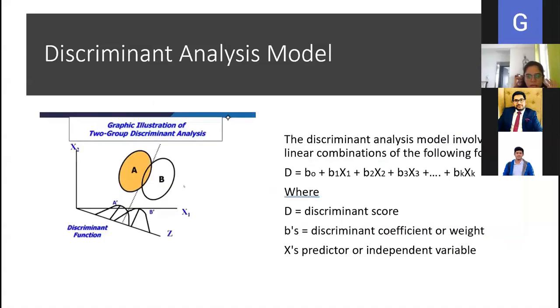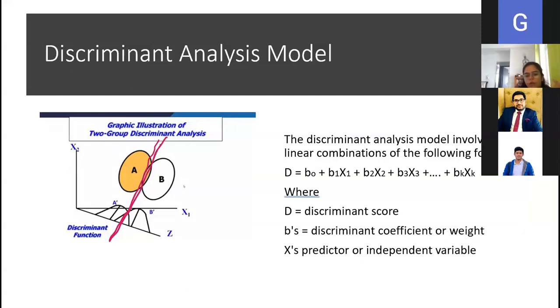Let's see another example. Say I have these 2 sets of respondents, A and B, and there is this segregating function. This is called discriminant function.